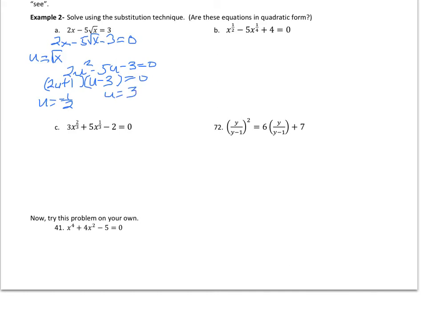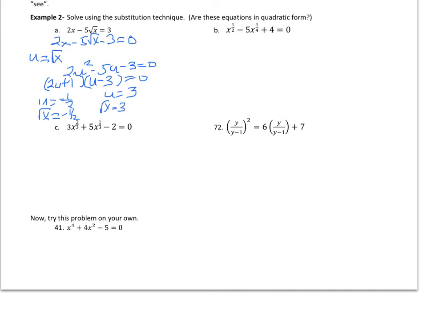But again, we don't want u, we want x. So plug x back in now. So now we get the square root of x equals negative 1/2. Oh my gosh, that's just bad. Still looking for a better program that writes this better. So the square root of x is negative 1/2, and the square root of x is 3.